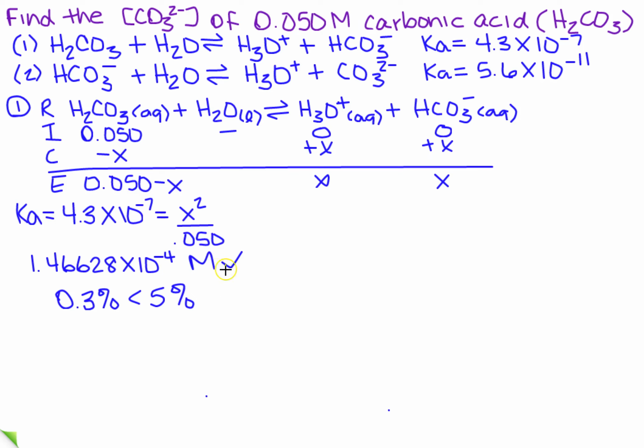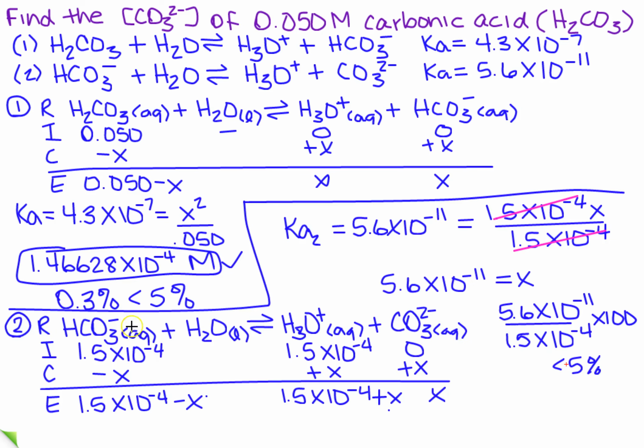Here's the molarity that I got. It is less than 5%, so we're okay. But now, this is the molarity for what? For the hydronium ion and the HCO3 minus. That's not what we want, right? We want the CO3 2 minus. So I'm going to need to do this again using this number that we just obtained right here, using the second reaction. So try that one as well, and then come back and check your work.